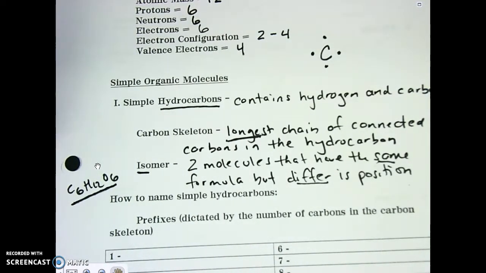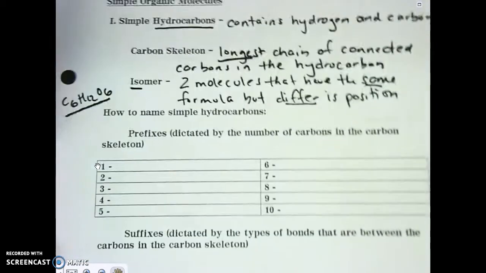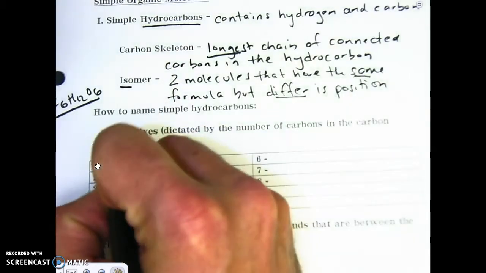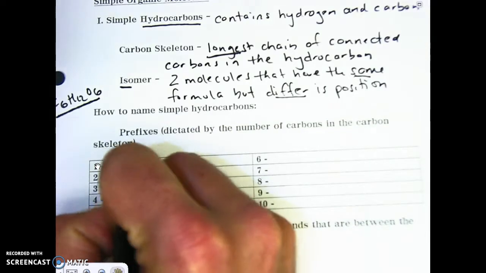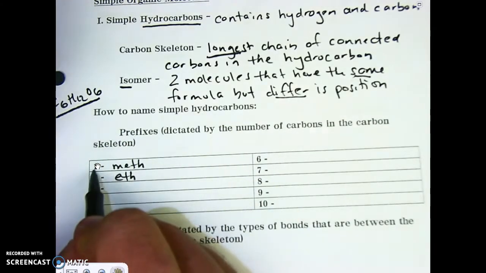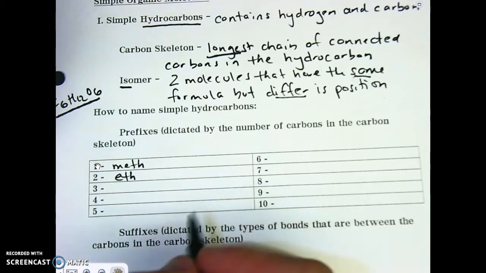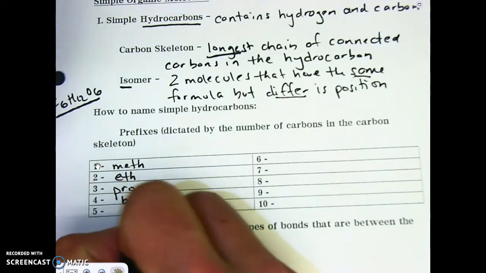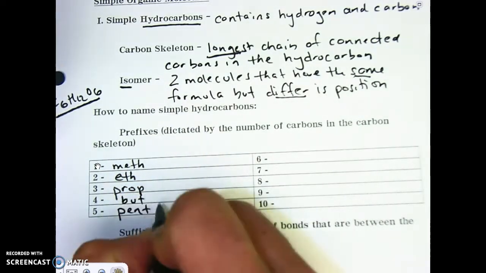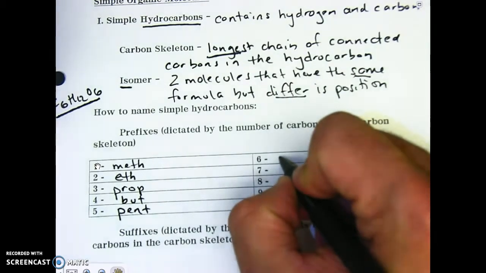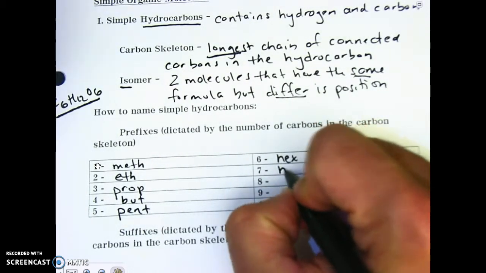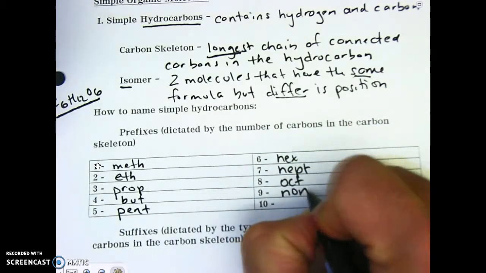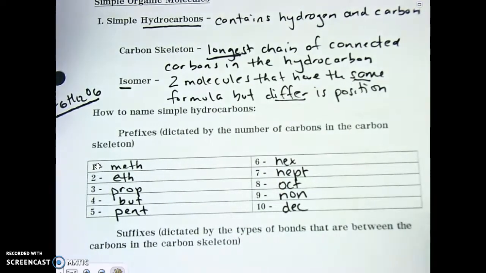Prefixes. To name some simple hydrocarbons, there is a list of the first 10. That's all we're going to deal with in this intro class. So these become familiar. You get to know them as quickly as possible. If the hydrocarbon has 1 carbon in its carbon skeleton, that prefix is meth. Eth is 2. Prop is 3. But is 4. We transition over to some geometrics with pent, hex, hept, oct, non, and dec. So those are prefixes.